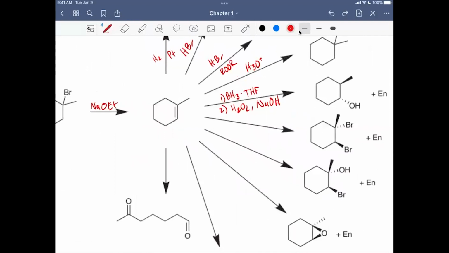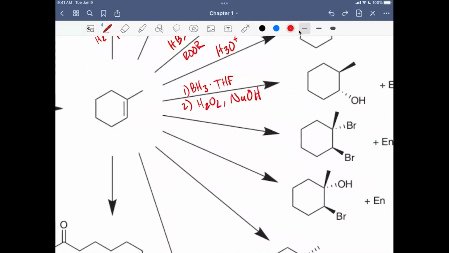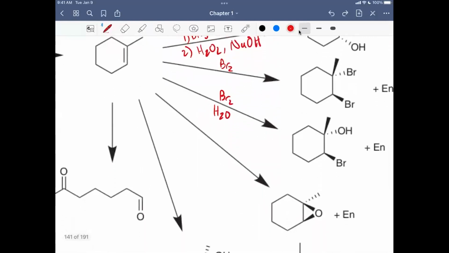All right, our next one, we're adding anti-addition of two bromines. So there's only one reagent that does that, and that's Br2. So that's pretty straightforward. Our next one, we have a bromine and an alcohol being placed. That alcohol is at the more substituted carbon, so that would be Br2 and H2O. There is not a secondary step. You don't write 1 and 2. It all comes in one step.